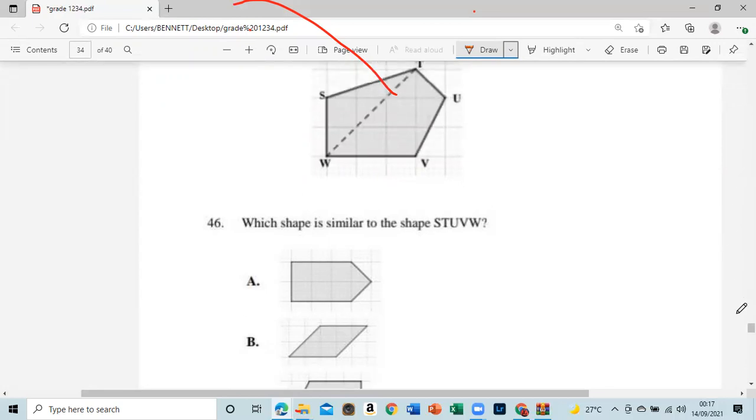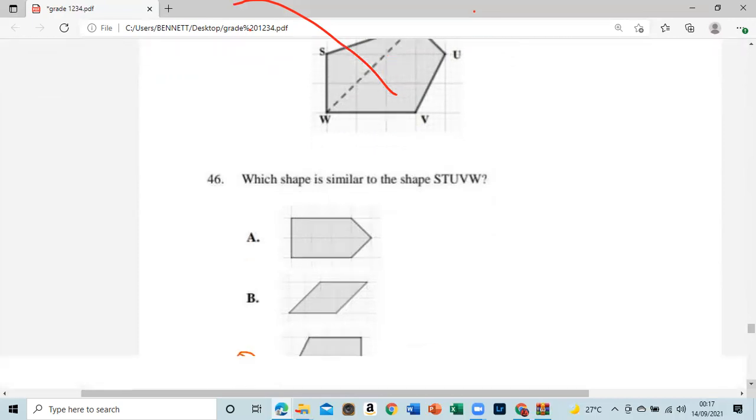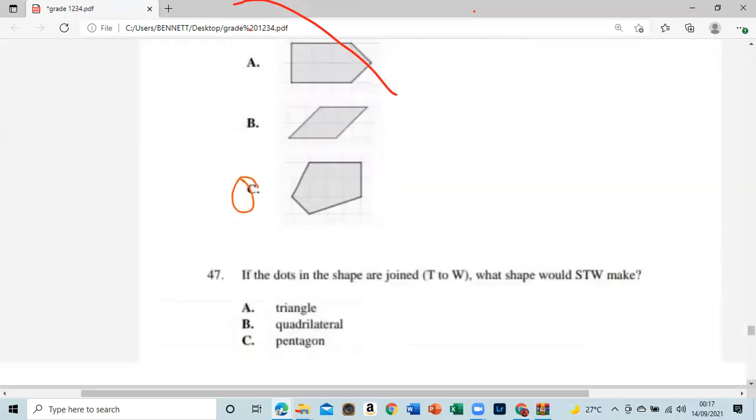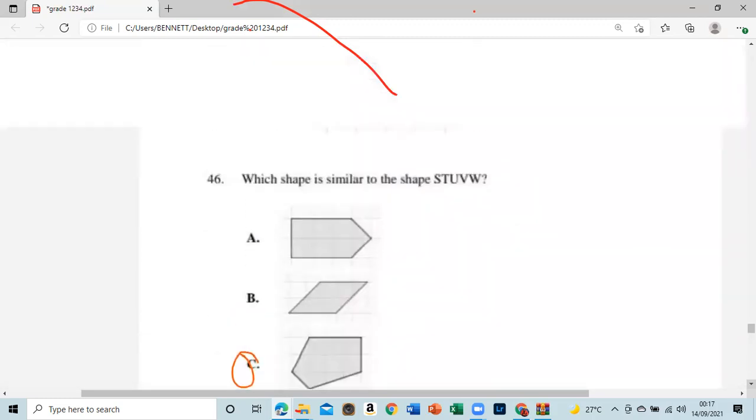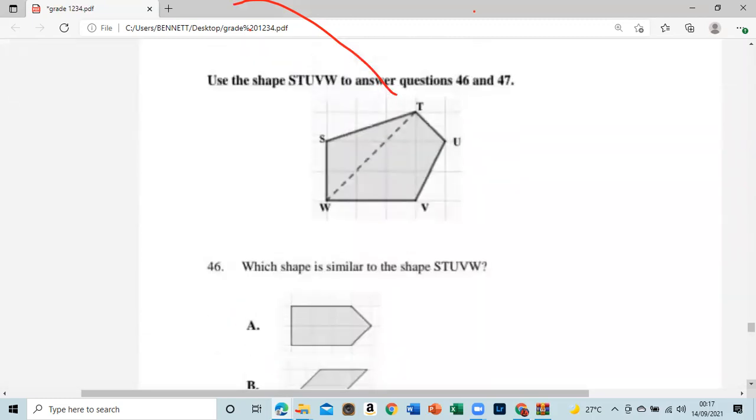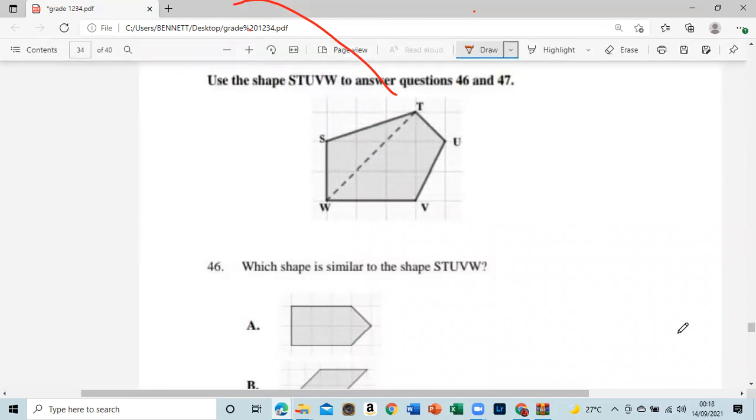Yeah, it is C. We're not even looking at this. All right, so 47. If the dots in the shape are joined T to W, what shape should S T W make? S T W. Oh, that's a triangle. That's S T W.